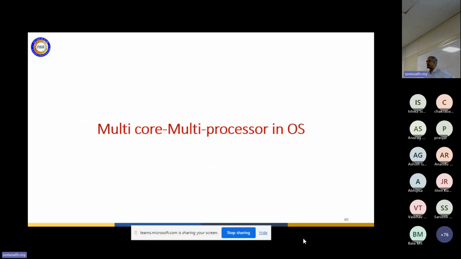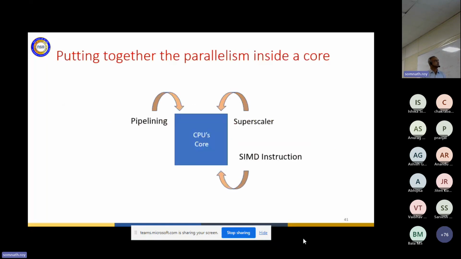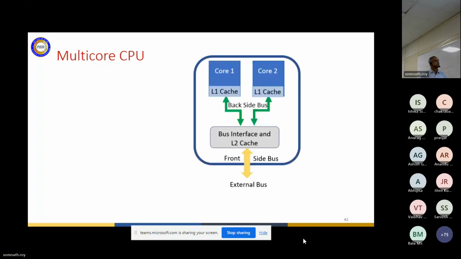Now coming to the multi-core part, which would be of significance to you. First, you have a CPU core which has a pipeline, which is superscalar, in which there are SIMD instructions. So whatever I told you, the 3 things, they are already there inside a CPU core. Now what you do further is, instead of one core you have 2 cores. So the entire CPU is duplicated, having pipeline, superscalar, and SIMD instructions.